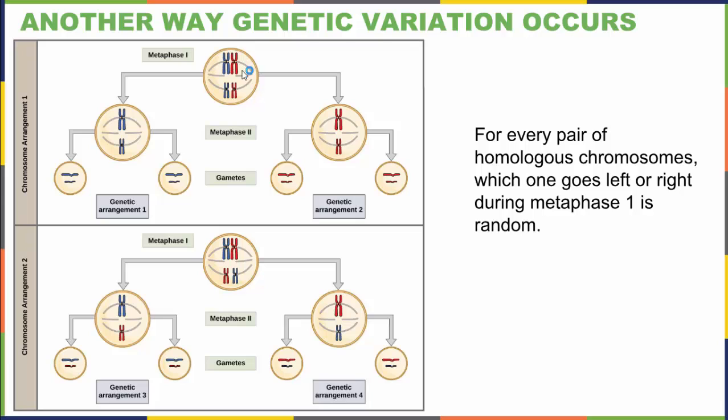So the arrangement in metaphase 1 is random for each pair. As long as you split up the 2 big ones, as long as you split up the 2 medium ones, and et cetera, et cetera, for the other pairs of chromosomes, whether father goes left and mother goes right, or vice versa, is all okay.